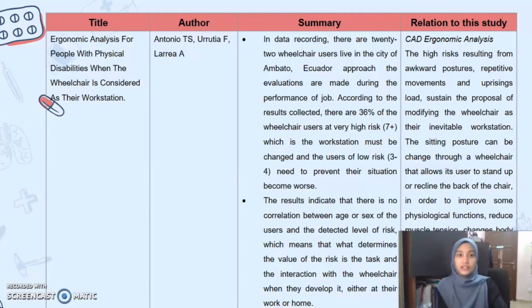the high risk resulting from awkward postures, repetitive movements, and upright load sustain the proposal of modifying the wheelchair as their inevitable workstation. The sitting posture can be changed through a wheelchair that allows its user to stand up or recline the back of their chair in order to improve some physiological functions, reduce muscle tension, and change body support areas.